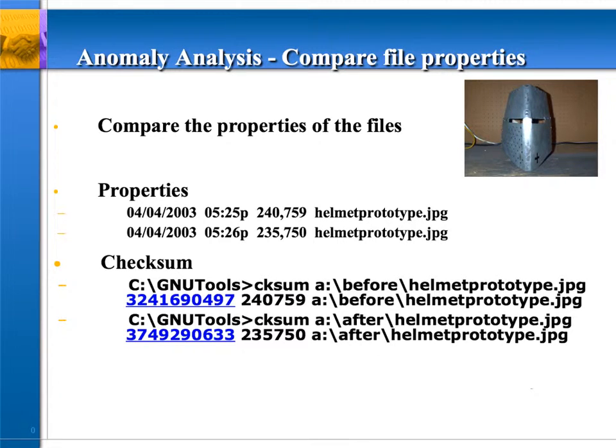Property types. You can compare properties of files. Like an example here, the time changed for a minute, and the name's the same. Looks like the file size has changed a little bit, from 240 pixels 759 to 235 pixels 750. And then the timestamp changed a little bit. You'll also notice the checksum changed as well on both. But again, in order for this to occur, you have to have the original and the modified.